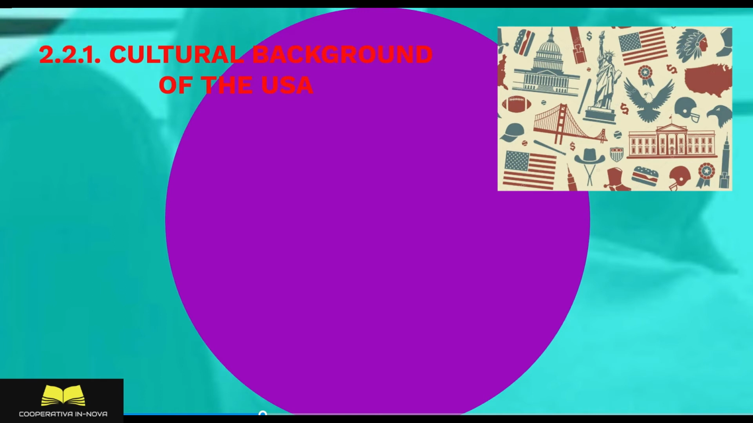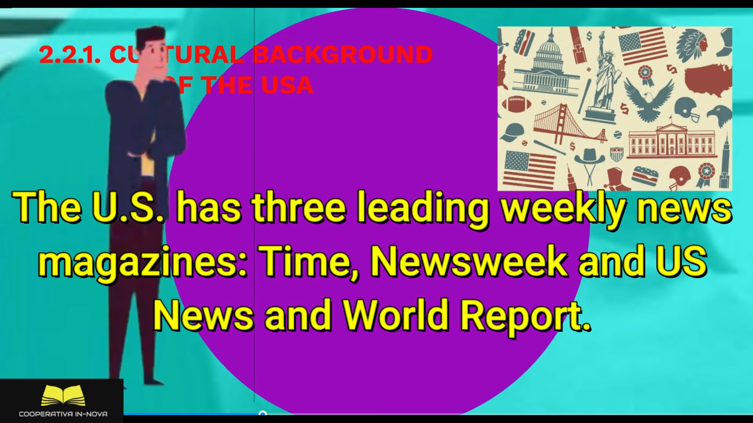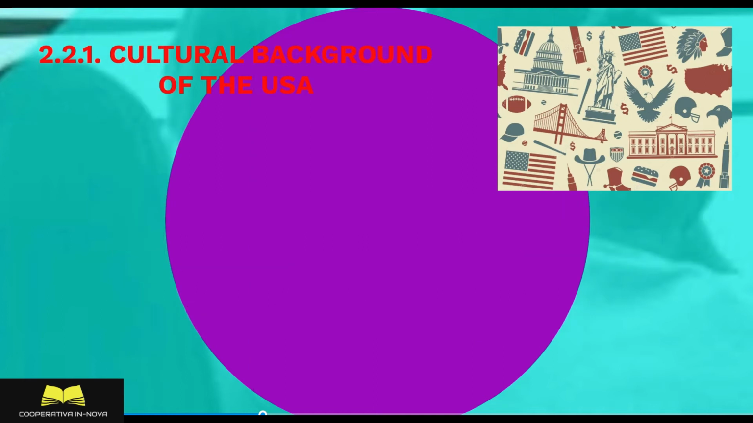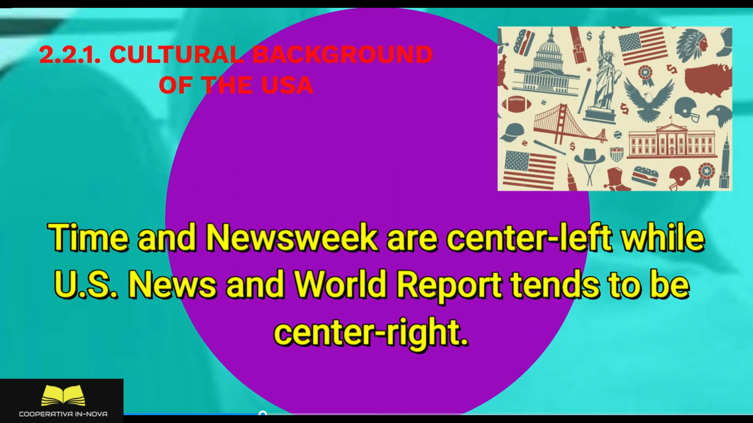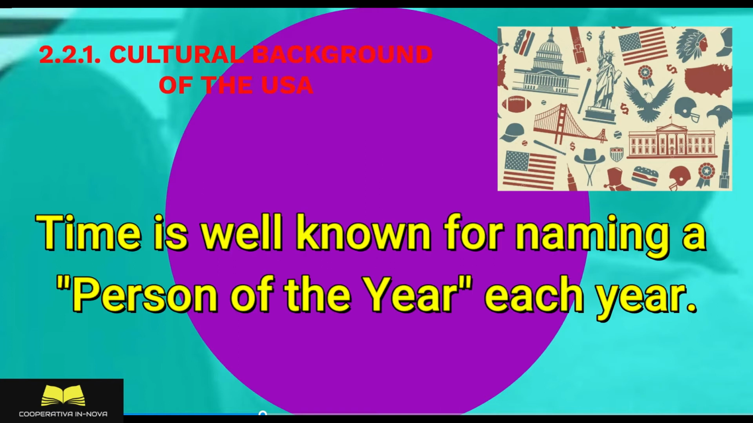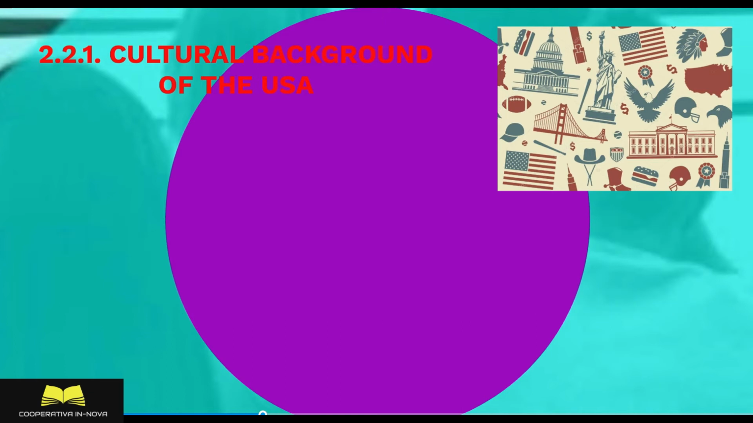Magazines. The U.S. has three leading weekly news magazines: Time, Newsweek, and U.S. News and World Report. Time and Newsweek are center-left while U.S. News and World Report tends to be center-right. Time is well known for naming a person of the year each year.